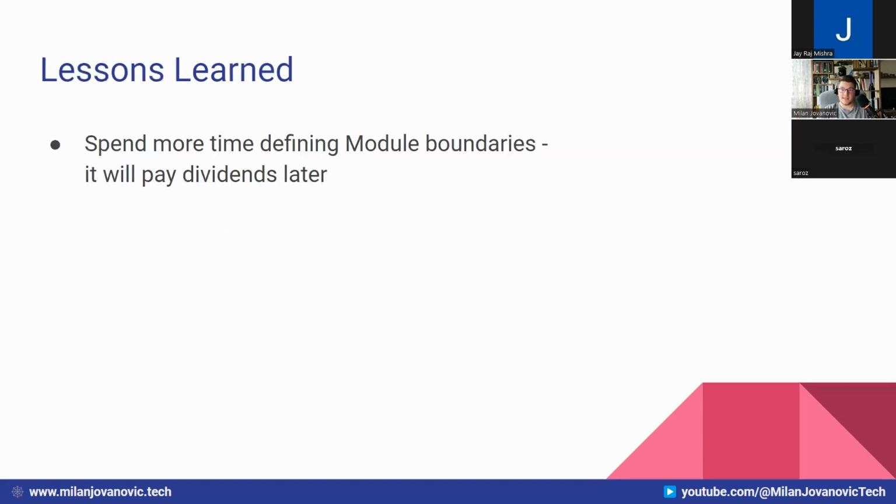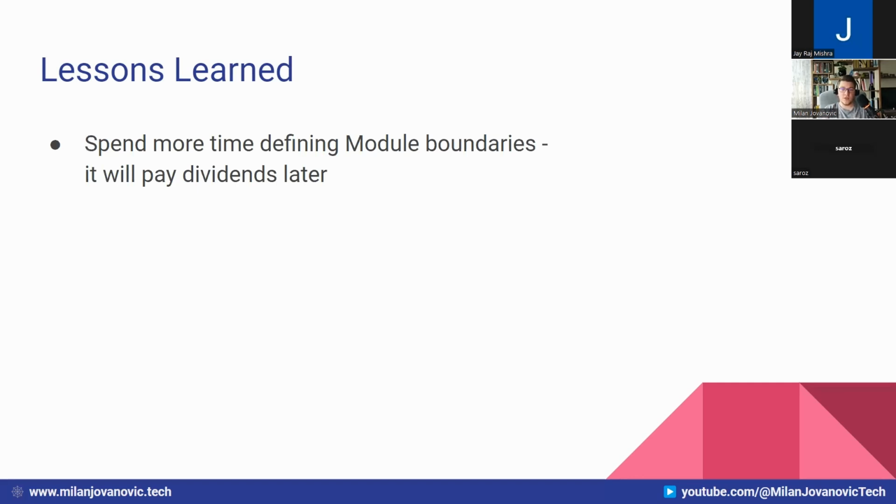And lastly, I'm going to share some of the important lessons that we learned along the way while building a modular monolith. So the first lesson that I want to share with you is you should spend a lot more time defining module boundaries because it's going to pay off in the long run.